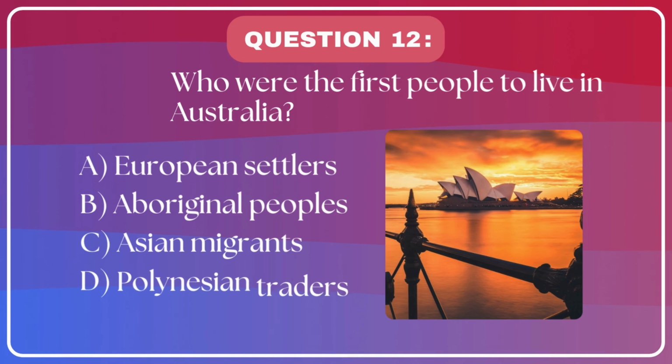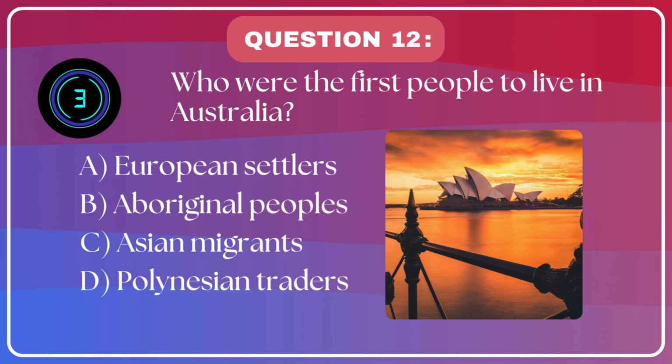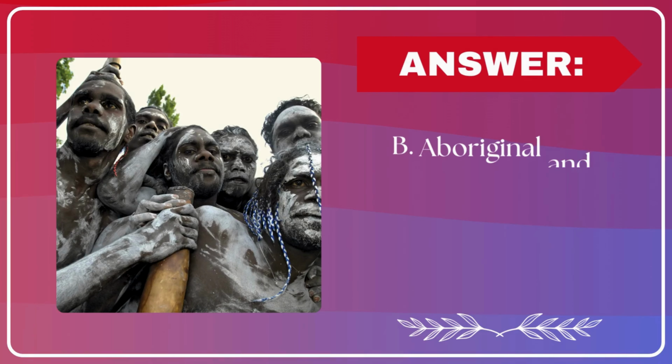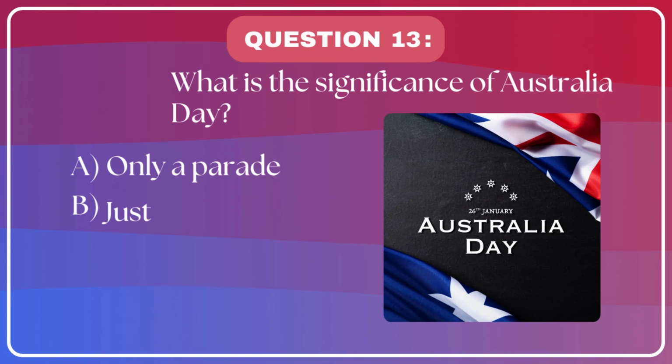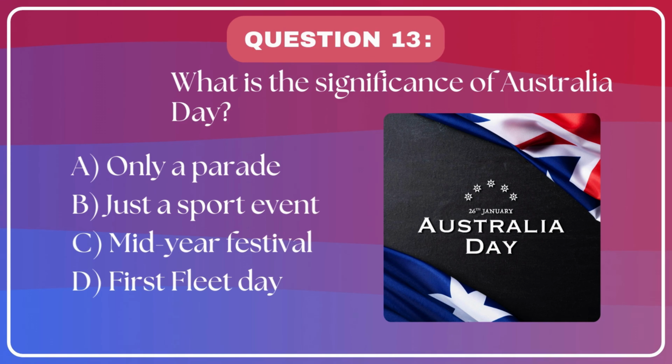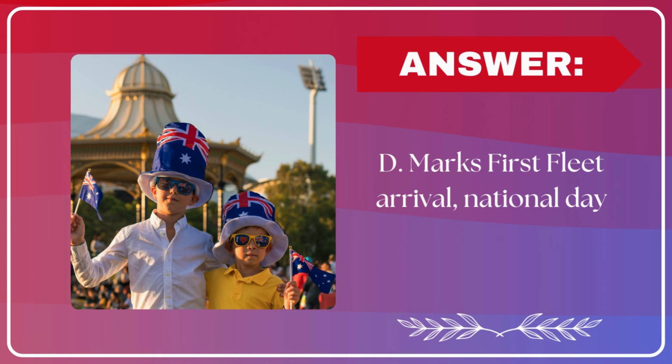Who were the first people to live in Australia? Aboriginal and Torres Strait Islander peoples. What is the significance of Australia Day? Marks the arrival of the First Fleet in 1788, National Day of Celebration.